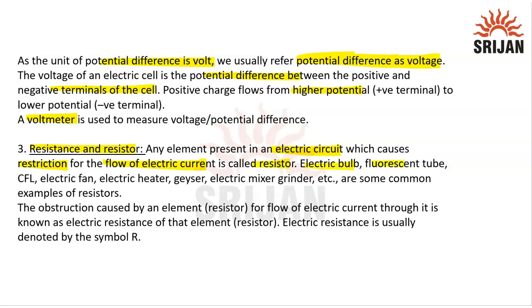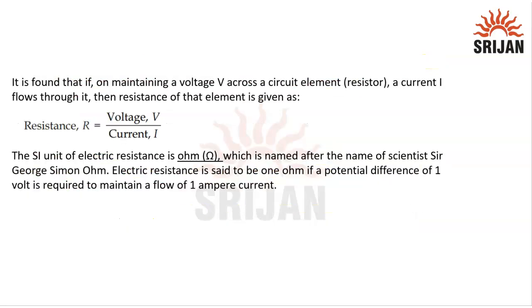Examples are the electric bulb, fluorescent tube, CFL, electric fan, electric heater, geyser, and electric mixer grinder, etc. These are some of the common examples of resistors. This obstruction or restriction by an element for the flow of electric current is the property known as the electric resistance of that element or resistor. So resistors show resistance to the electric current, and electric resistance is usually denoted by the symbol capital R.